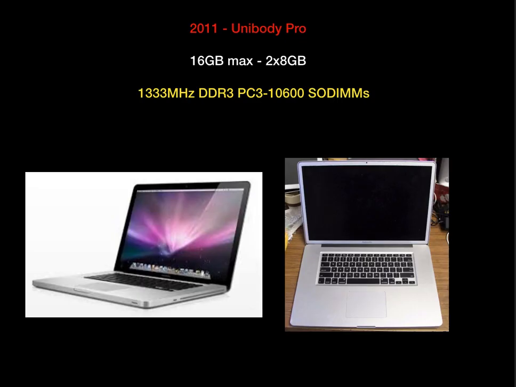So 2011, very easy, very simple. Bumped up to 1333 megahertz bus, and takes 16 gigs max, up to 2x8. So you could do 2 or 2x4 or 2x8, and you're all good as long as you have at least one 1333 module. You could have a 1333 and a 1600. Again, don't go 1333 and 1066, because you will slow this machine down.